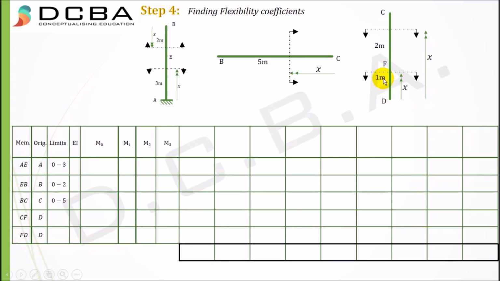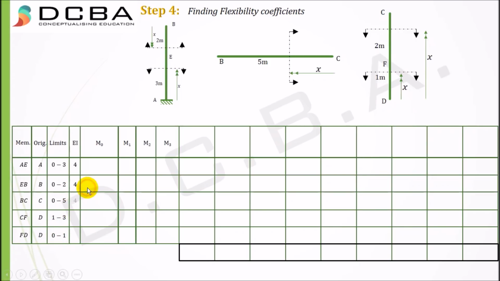For member CF, right, the x starts from here, 0, it has to cover a distance of 1 meter, but till 1 meter it was FD, right, it wasn't CF. CF starts from 1 meter and it goes till 3 meters, right? So the limits for member CF would be 1 to 3. For member FD it starts from 0 and it has to travel a distance of 1 meter, so it is 0 to 1.